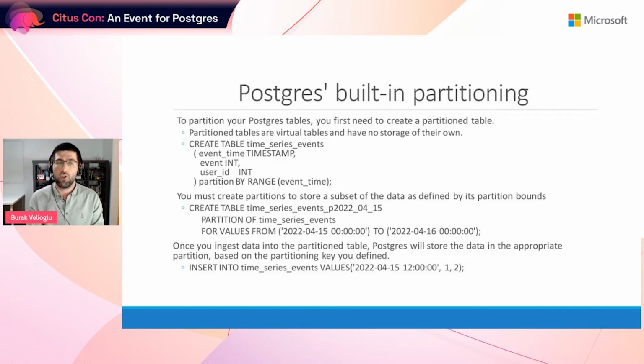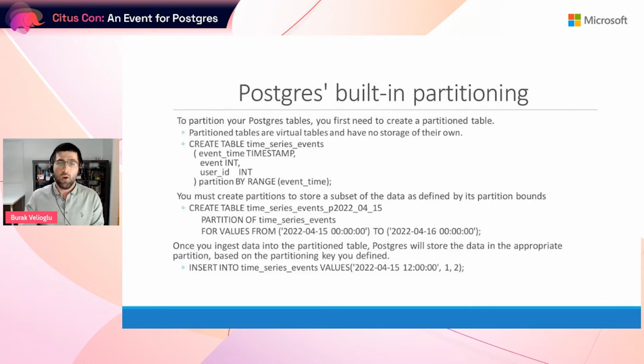If people want to partition their data by range, they generally use columns with a timestamp data type. And after you create your partitioned table, you also create the partitions to store the subset of your data as defined by its partition bounds.